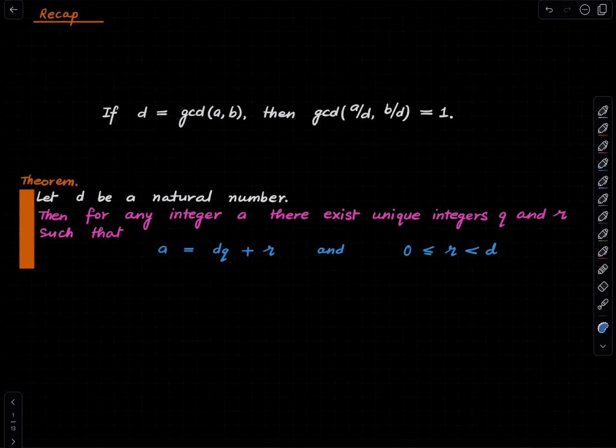Welcome to this lecture series in number theory. In today's lecture, we'll discuss Bezout's theorem, and then in the next lecture, we'll look at some applications of it.